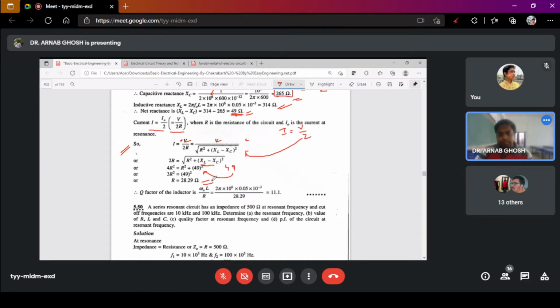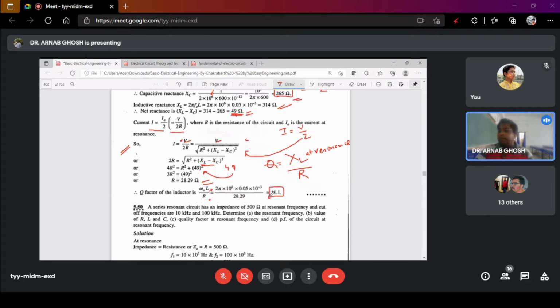Okay. You get the value of the resistance. And what is the formula for Q factor of inductor? This we have already studied. XL by R. So XL at resonance condition, that is why we have written XL is equal to omega 0 L, divided by R. You calculate this, the Q factor is coming out to be 11.1.